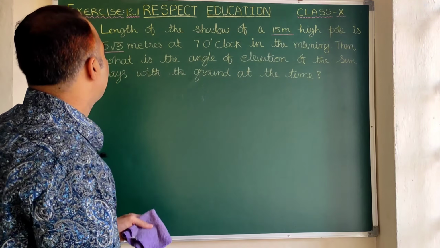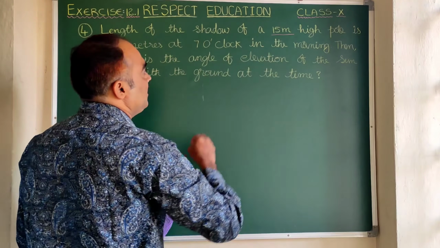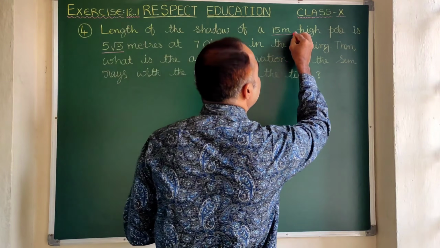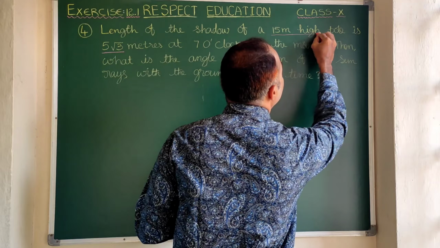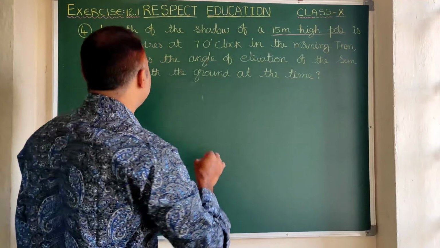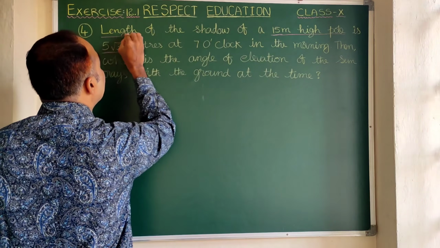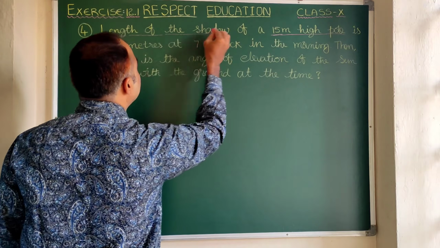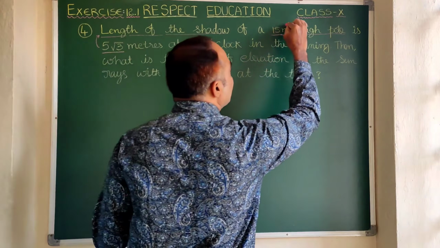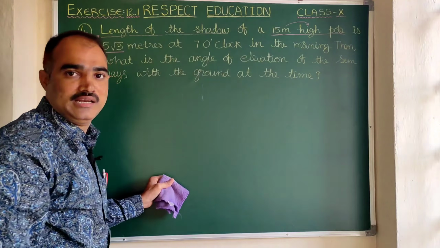Here we need to understand the question very clearly. Two values are given. This 15 meters indicates the height of the pole. Then what is this 5√3? That is the length of the shadow. 5√3 is the length of the shadow and 15 meters is the height of the pole. That we need to understand very clearly.